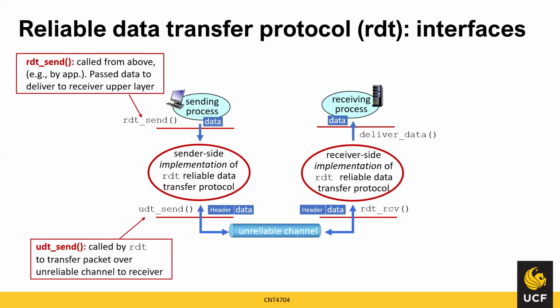And then we have the second, UDT_send. This is once the protocol appends the header, this is the time to push the packet down to the unreliable channel. Remember, the channel itself can lose or corrupt packets, so reliability has to be handled above.